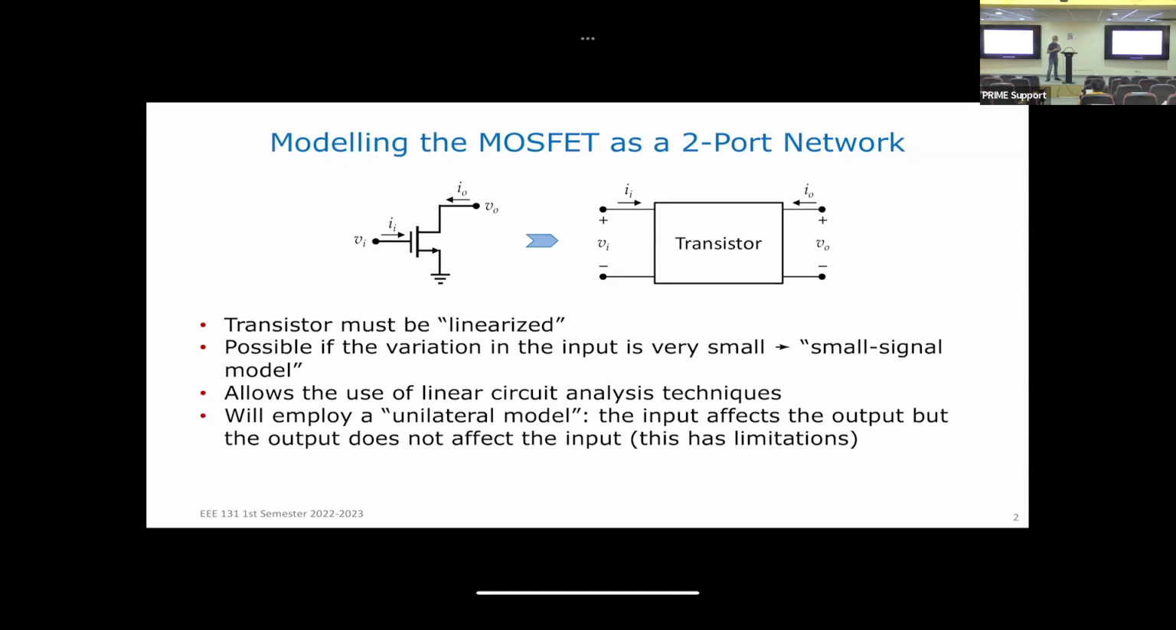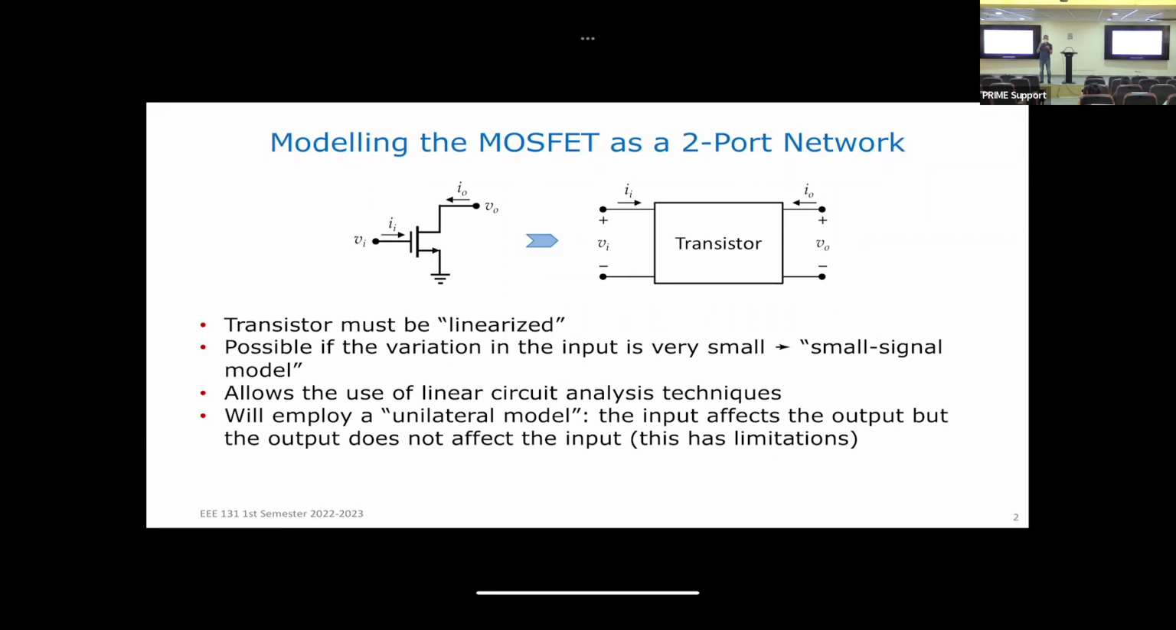Components, just the MOSFET. For us to be able to convert the MOSFET into a two-port network, we must linearize the transistor, such as what we did for the BJT. We must linearize the transistor. And you can only linearize the transistor if the variation in the input is very small. Because it is only when you have small input variations where your transistor characteristics can be approximated by linear components. Remember that the MOSFET characteristics are nonlinear, they are exponential.